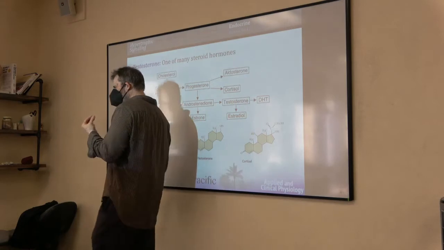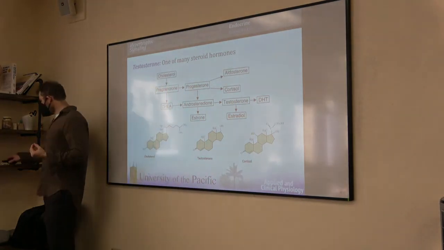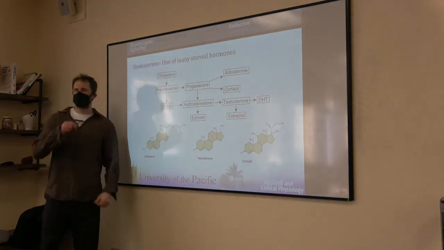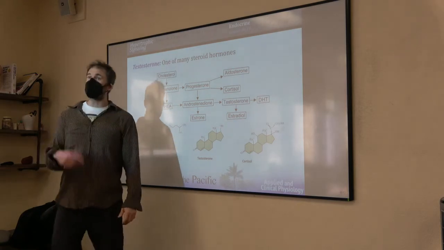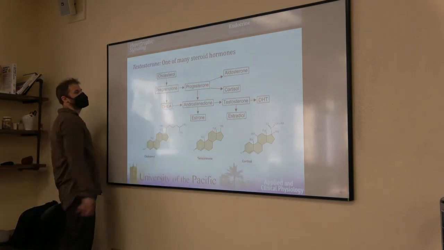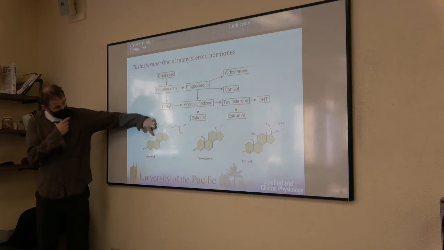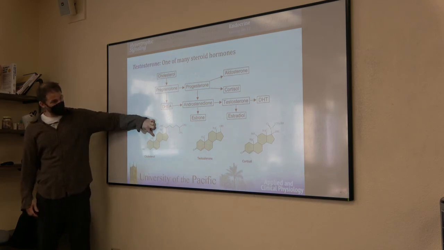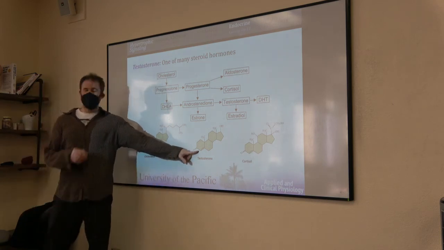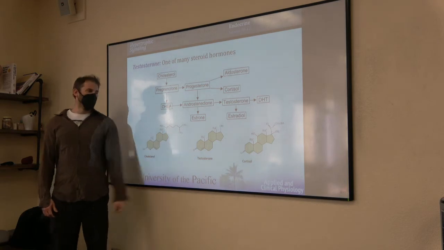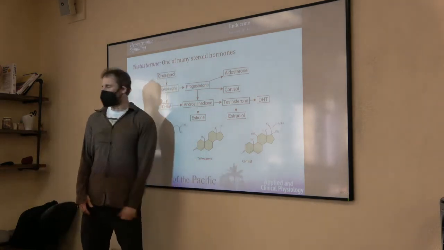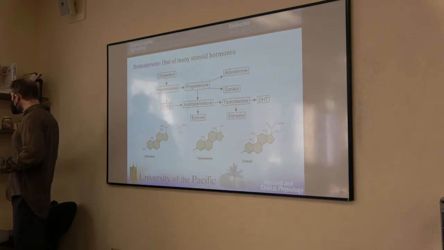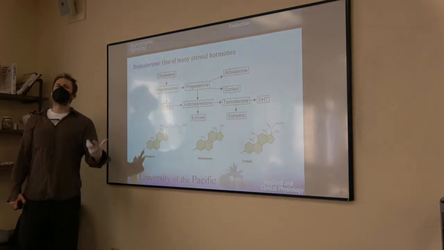Now, within hormones, there are two major classes of these hormones, right? There are steroid hormones, which are these. Okay, here's cholesterol, the chemical structure of cholesterol. There's the chemical structure of testosterone. Notice the cholesterol. There's cortisol. Notice the cholesterol. Steroid hormones are made from cholesterol.